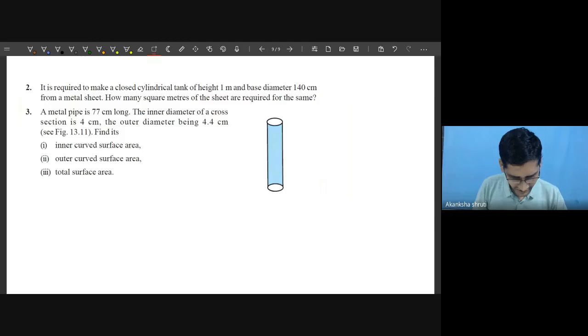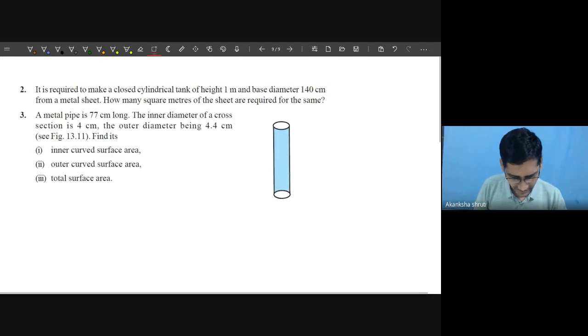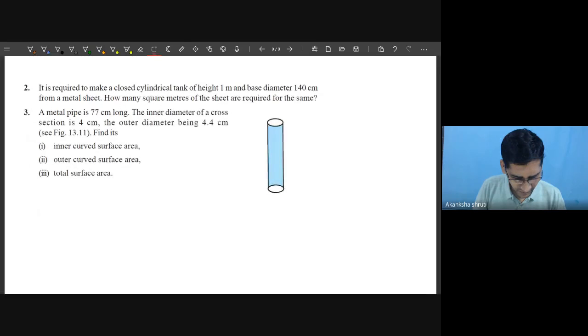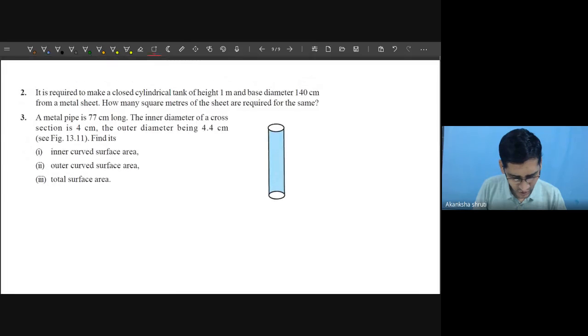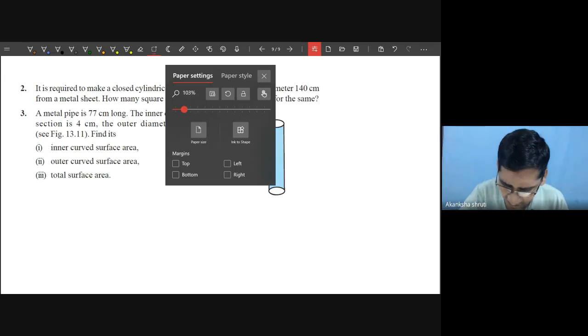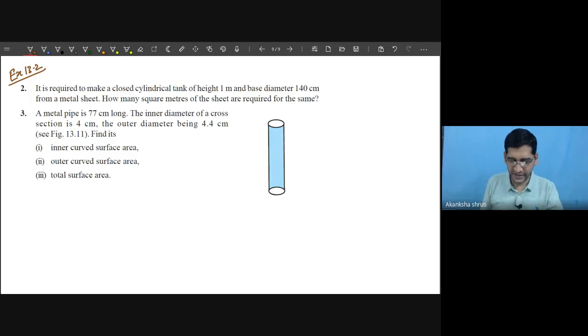So this is the question taken from your textbook, exercise number 13.2. Exercise 13.2 from our textbook. Let me solve both the questions one by one.